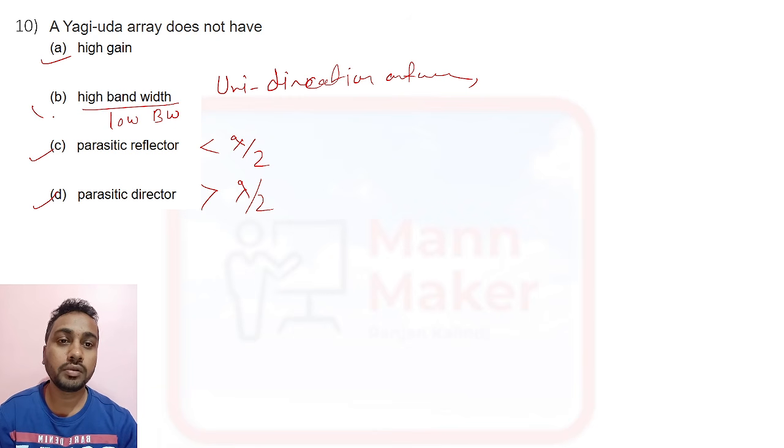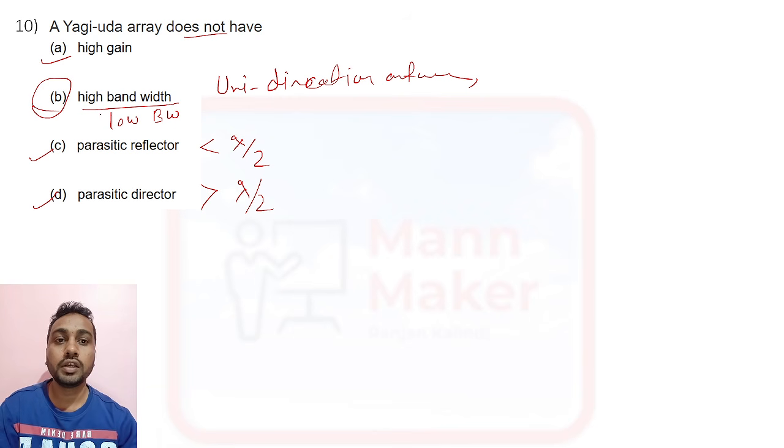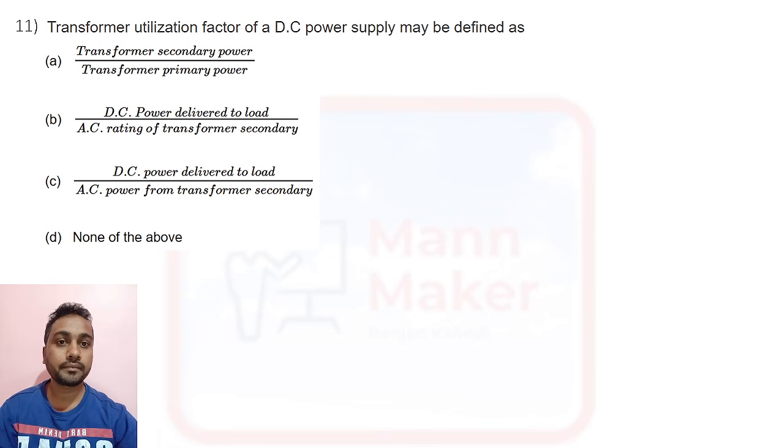So option B will be your answer, because it asks does not have. So it does not have high bandwidth, it has low bandwidth. Okay, this is the answer.